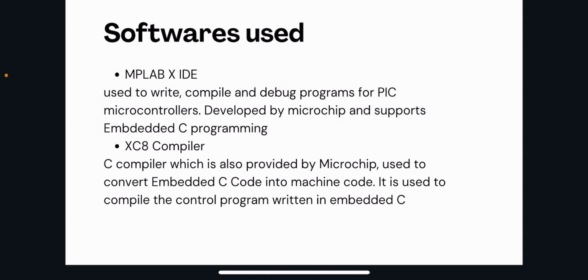These are some software which are used. The first one is MPLAB IDE. This is used to write, compile and debug programs for PIC microcontrollers. It is developed by Microchip and supports embedded C programming. The XC8 compiler is a C compiler also provided by Microchip. It is used to convert embedded C code into machine code, and to compile the control program written in embedded C.